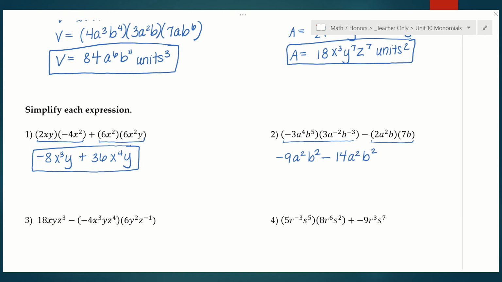So go back to your rules for adding and subtracting. We're going to subtract our coefficients. Negative 9 minus 14 is negative 23. And here's where you need to remember your rule. When you're adding and subtracting, you keep your exponents the same. So this stays a squared b squared.